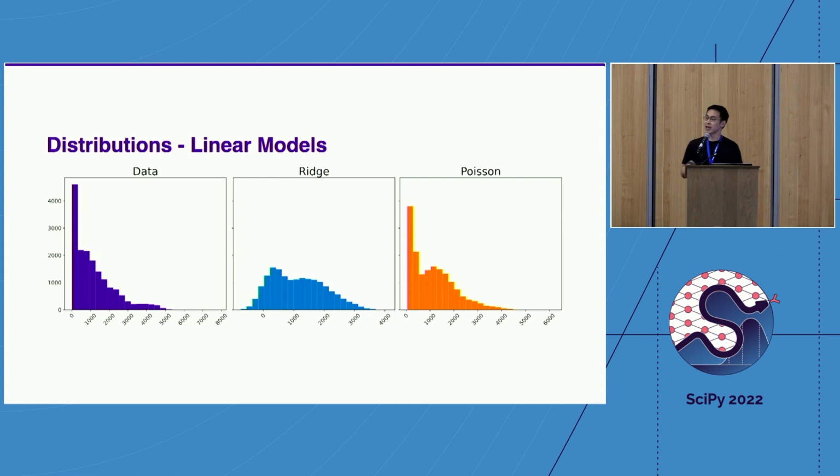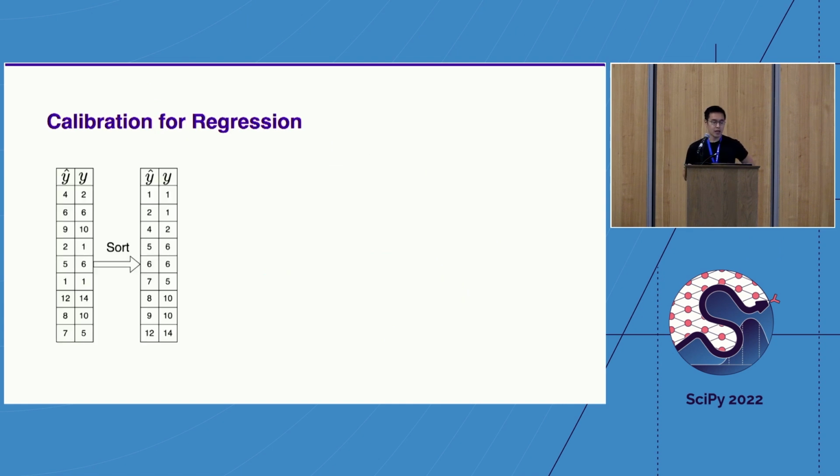So that's one way to evaluate models. I'm going to show another way. We have calibration for regression. So this is very similar to calibration for classification.